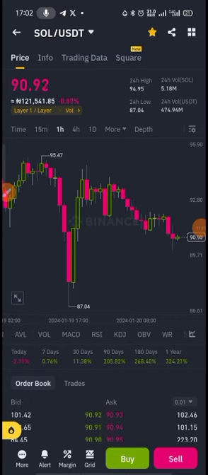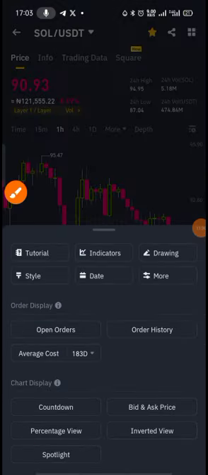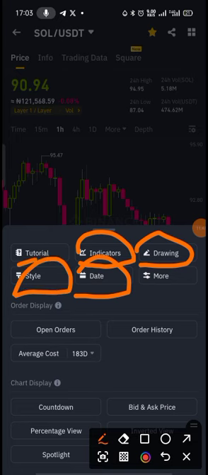Now what else are we seeing here? There's a button here. What does this button do? Anytime you see an interface with this round thing beneath the three lines, it shows settings. It means you're setting something. What exactly are we setting? Let's go find out. You're setting the chart, what you want to see in the chart. You have indicators, drawings, dates, styles, tutorials, and more.